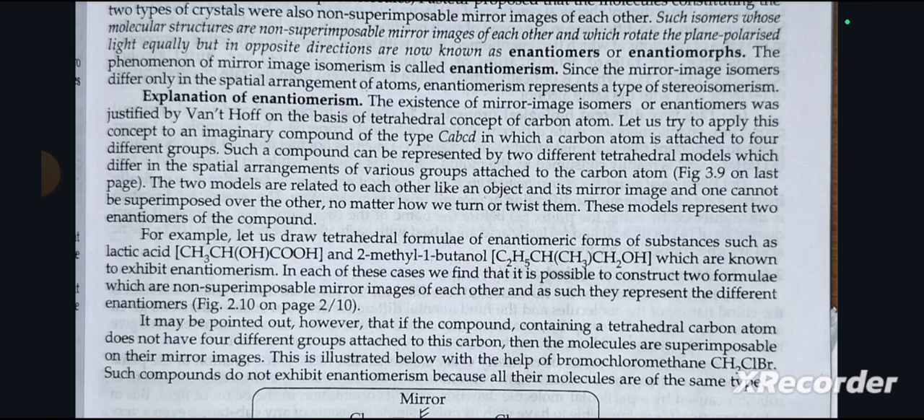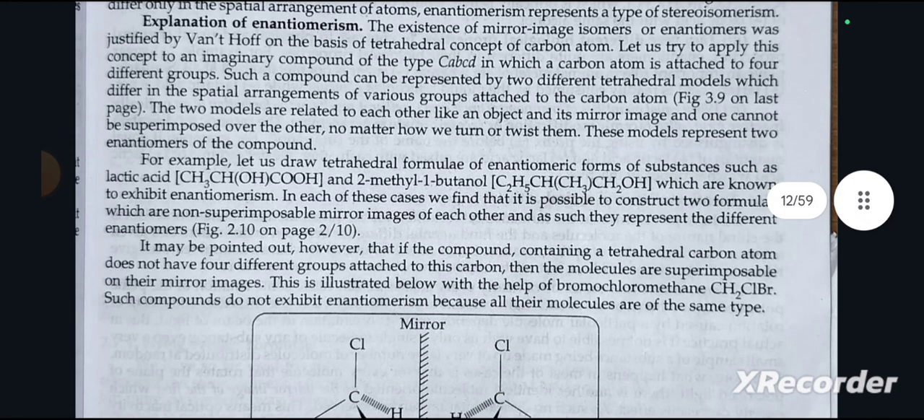Explanation of enantiomerism. The existence of mirror image isomers or enantiomers was justified by van 't Hoff on the basis of the tetrahedral concept of the carbon atom. Let us try to apply this concept to an imaginary compound of the type CABCD, in which a carbon atom is attached to four different groups. Such a compound can be represented by two different tetrahedral models which differ in the spatial arrangement of various groups attached to the carbon atom. Figure 3.9 on last page. The two models are related to each other like an object and its mirror image, and one cannot be superimposed over the other no matter how we turn or twist them. This model represents two enantiomers of the compound.